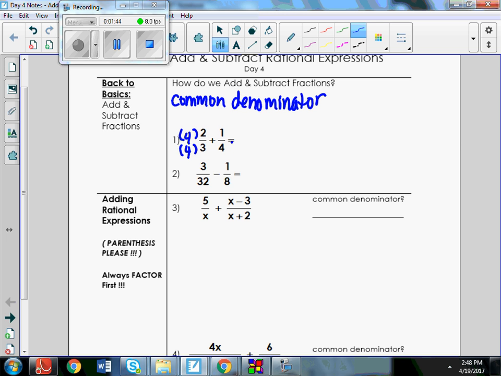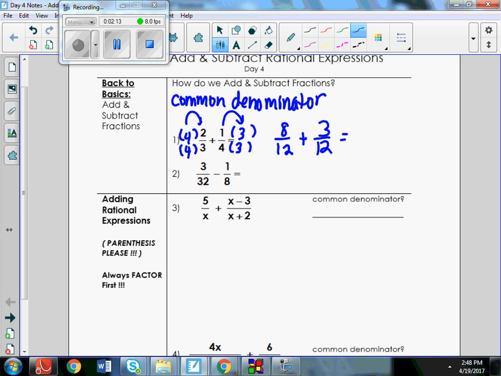How do I make the denominator of 1/4 12? Multiply by 3. Now, you always have to multiply the top and the bottom, because we're making an equivalent fraction. You can't just multiply the bottom. You're really not changing 2/3 if you multiply the top and the bottom by 4. So 2/3 is the same thing as 8 over 12, and plus 3 over 12.